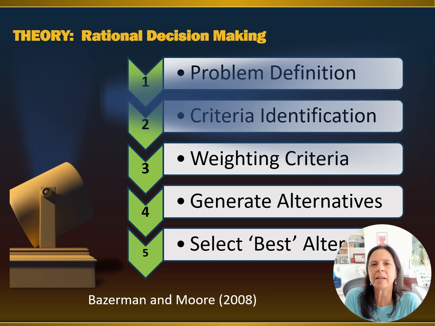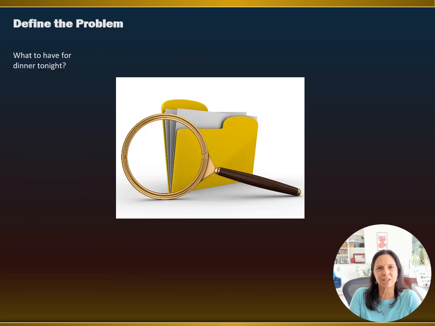The second step is identifying the criteria that we're going to use, the things that are important for us to evaluate each alternative on based on what we're trying to achieve. Then we're going to weight those criteria because some are going to be more important than others, and those weightings could change over time, so we need to be aware of that. And I highly recommend we review both the criteria and the weighting every time we make a decision. Then we're going to generate alternatives, and finally we're going to select the best alternative and make our decision.